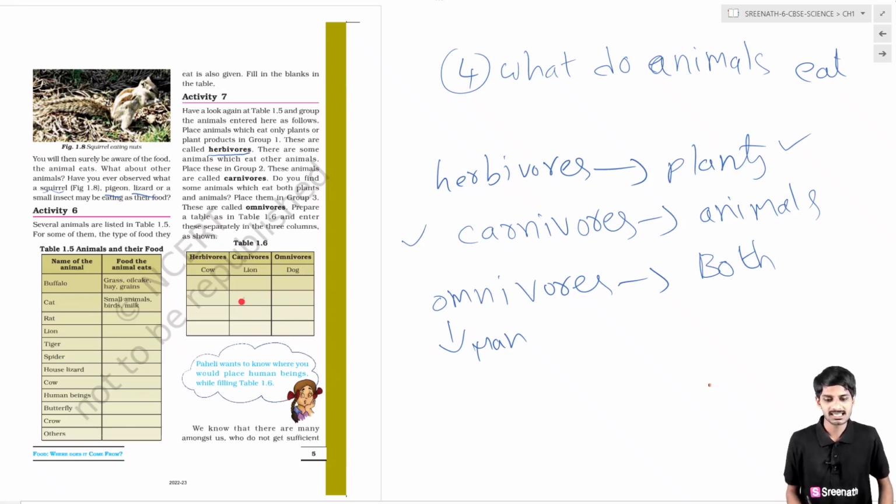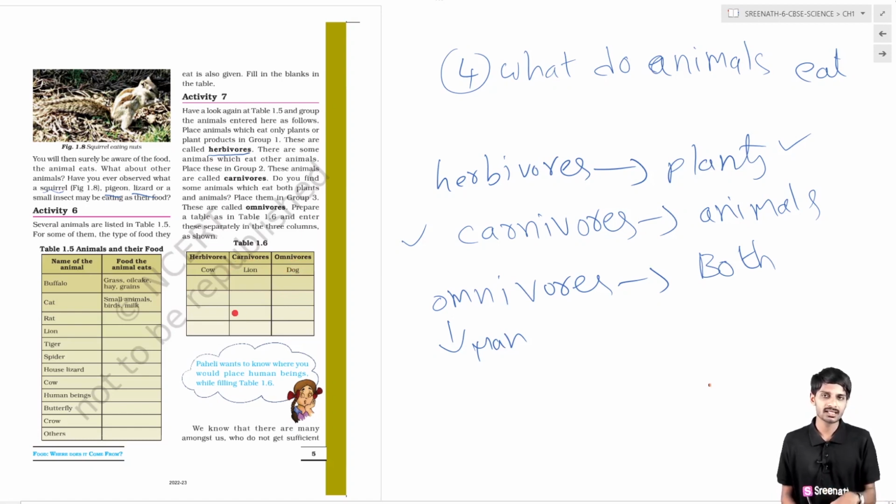Okay, now here is the table: herbivores, carnivores, omnivores. You have to fill this table. You have to fill in the animals that are herbivores. Cow eats only plants, so herbivore. Lion eats only meat, so it is carnivore. Dog eats both plants and animals, so it is omnivore.